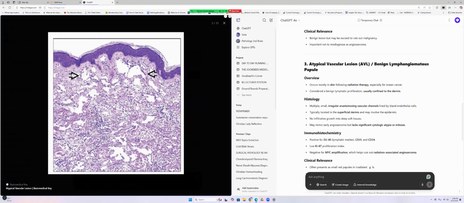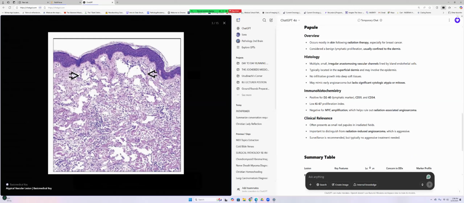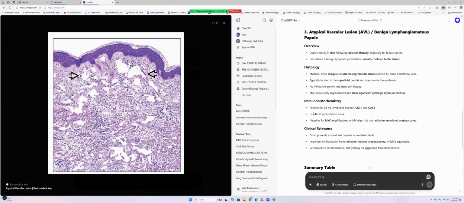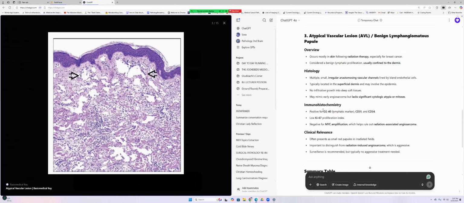Which other lesion can one mistake it for? Kaposi sarcoma. It's just that this one is benign. Kaposi sarcoma will be positive for HHV8, remember. But here the lesion is benign. And the history is also important: it occurs following radiation therapy.